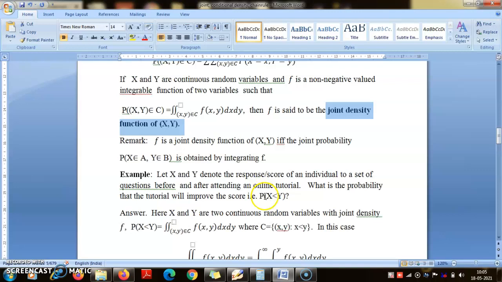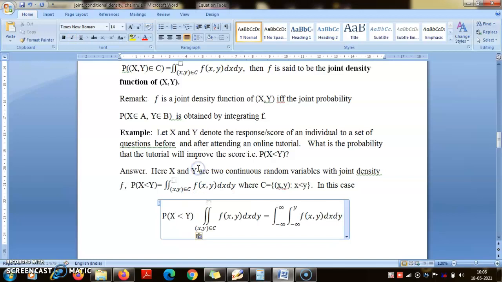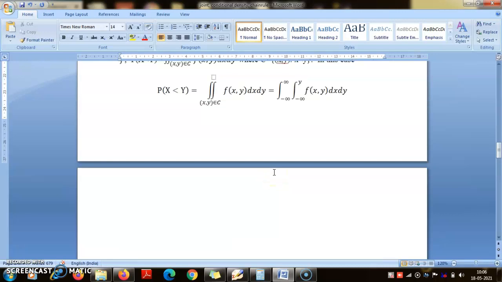For instance, suppose I want to find the probability that X is less than Y. Then we will be integrating over all values of y, but we will restrict the integration of x from minus infinity up to y. This is what I want to find when X and Y are two continuous random variables. As an exercise, think about what the probability of X greater than Y will be. So this is about joint distribution.